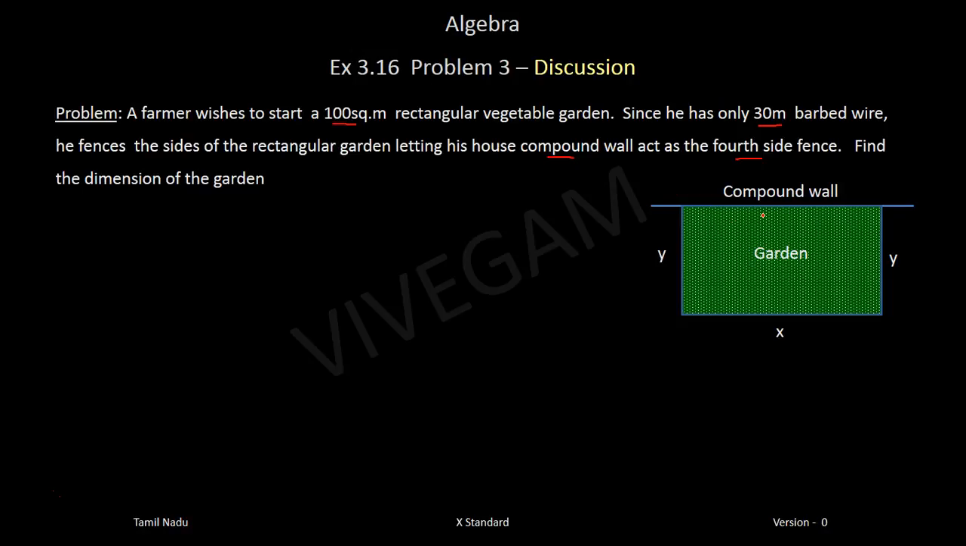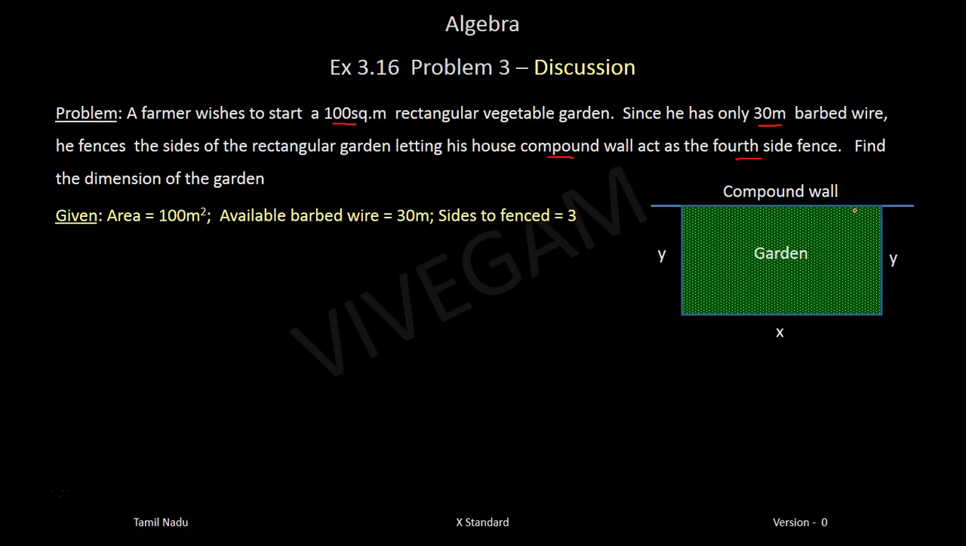So x is a length and y is a breadth. You can either have the breadth along the compound wall, or you can have the length along the compound wall. If you want the barbed wire to be minimum, the length should be along the compound wall. But anyway, the problem will take care of itself. Logically, we should keep the length along the compound wall. I'm trying to explain because you might ask me, why not the breadth along the compound wall? The intention is to keep the barbed wire minimum. So that is why one length is kept along the compound wall.